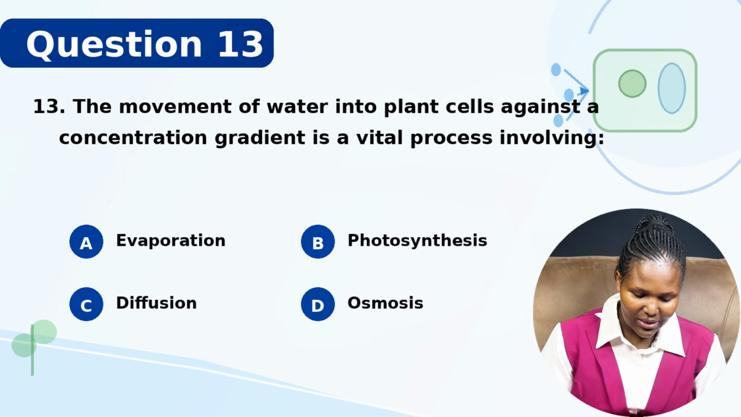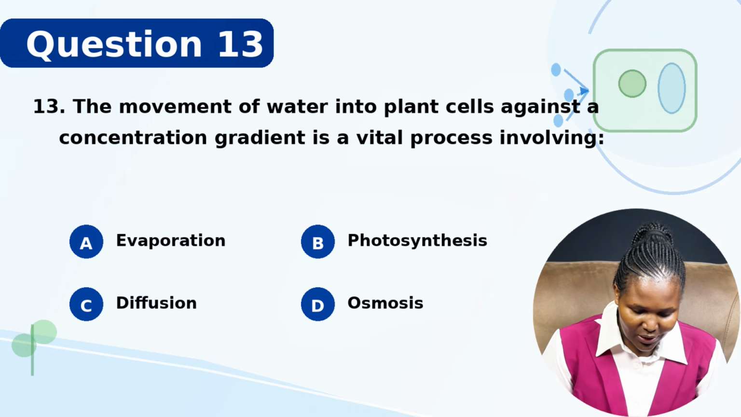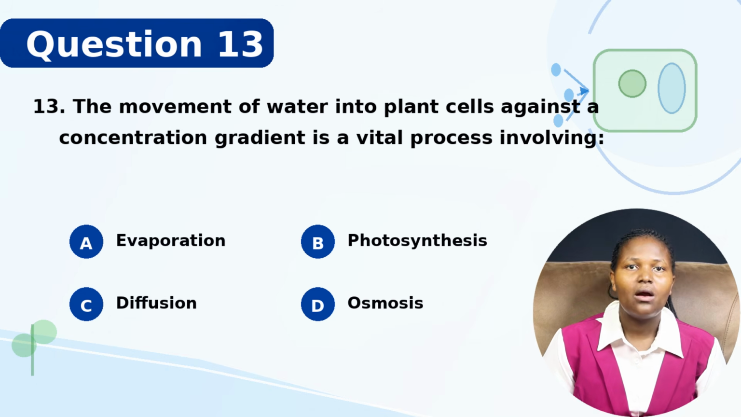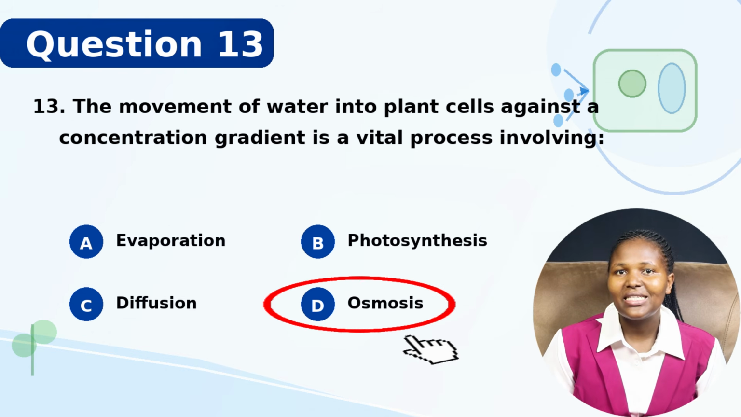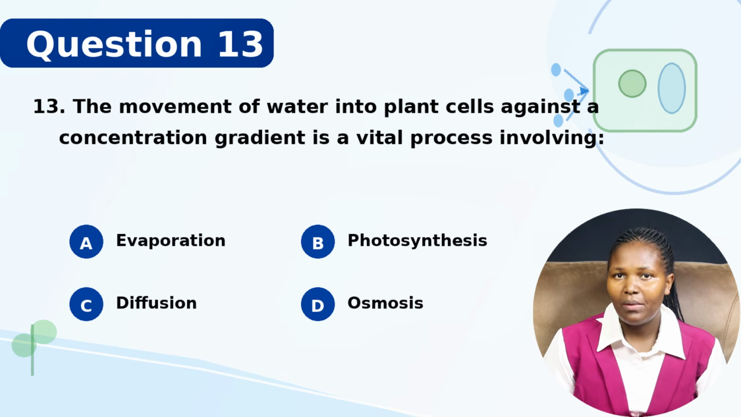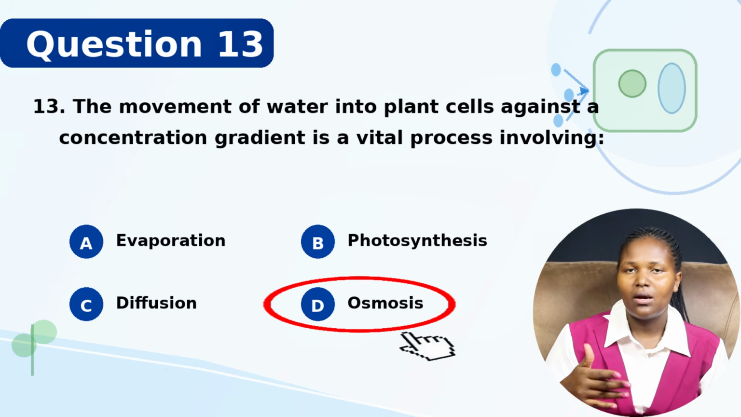Let us go to question number 13. The movement of water into plant cells against the concentration gradient is a vital process involving... Now, this involves osmosis, and we have talked about osmosis again, that water enters into plant cells through a partially permeable cell membrane by osmosis. So when water is moving through a partially permeable cell membrane, that is called osmosis. The others are not correct because evaporation changes water into vapor, photosynthesis produces food, and diffusion is the general movement of particles. You see, water across a membrane is called osmosis.